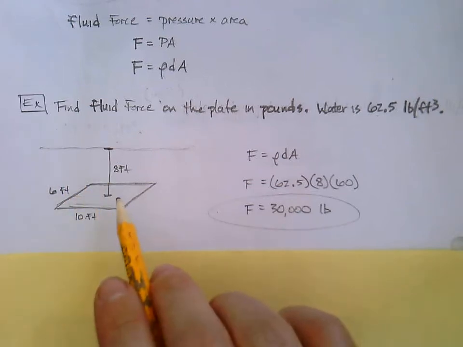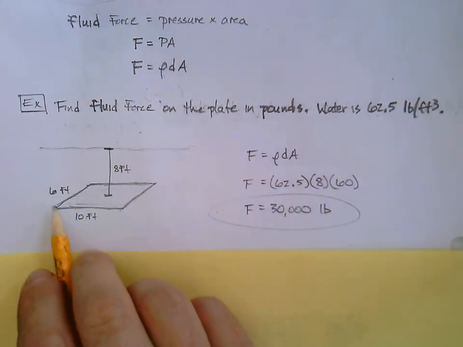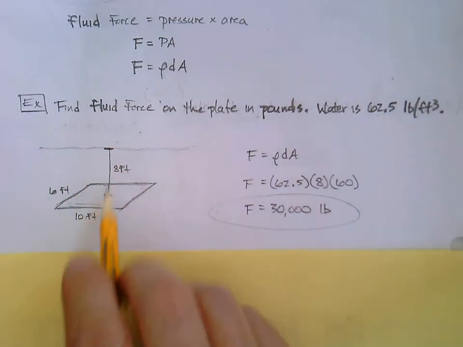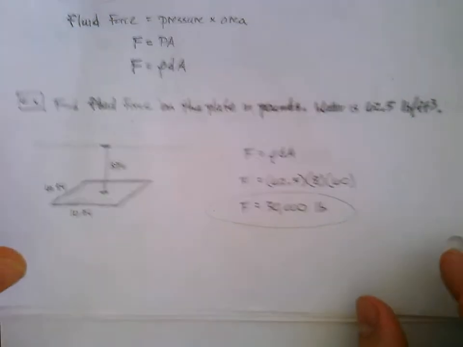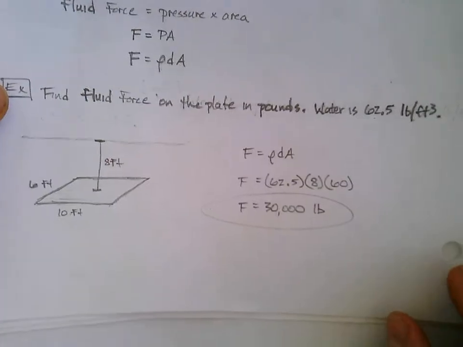30,000 pounds are sitting on top of that plate. Well, it's a very large plate, 6 by 10. It's 8 feet down, which is pretty, that's a lot of water sitting up there. So, okay, makes sense. Okay, so how does this translate to using calculus?